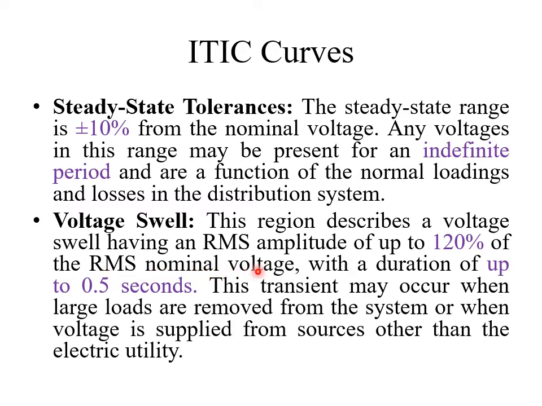For example, if it is 230 volt, what is 120 percentage? So 20 percentage in 230 is what? 46. So you have to add 46 volt to 230 volt. So that means it will be 276 volt. Okay, so you can have 276 volts, but with the duration of up to 0.5 seconds. You can have 276 volt, but it should not exceed 0.5 second. Okay, so that is an acceptable limit.